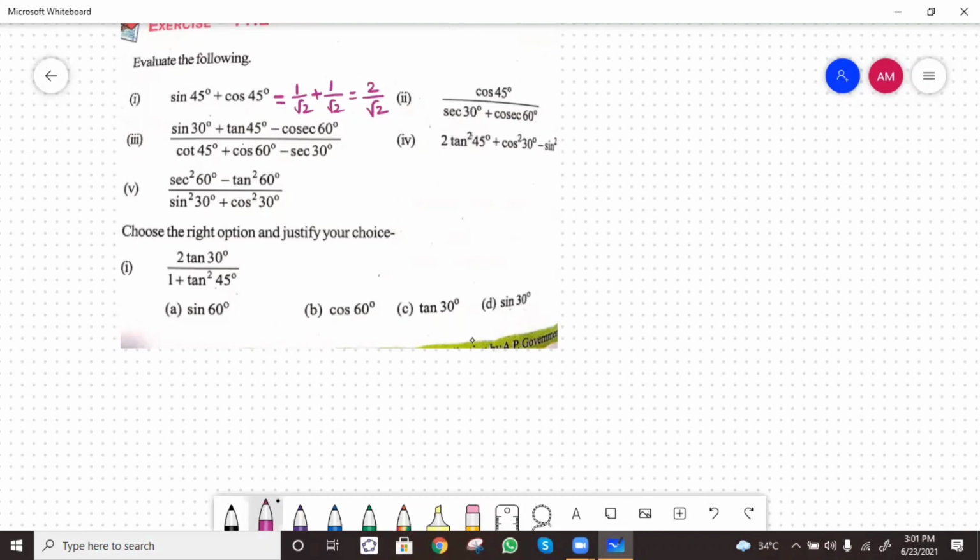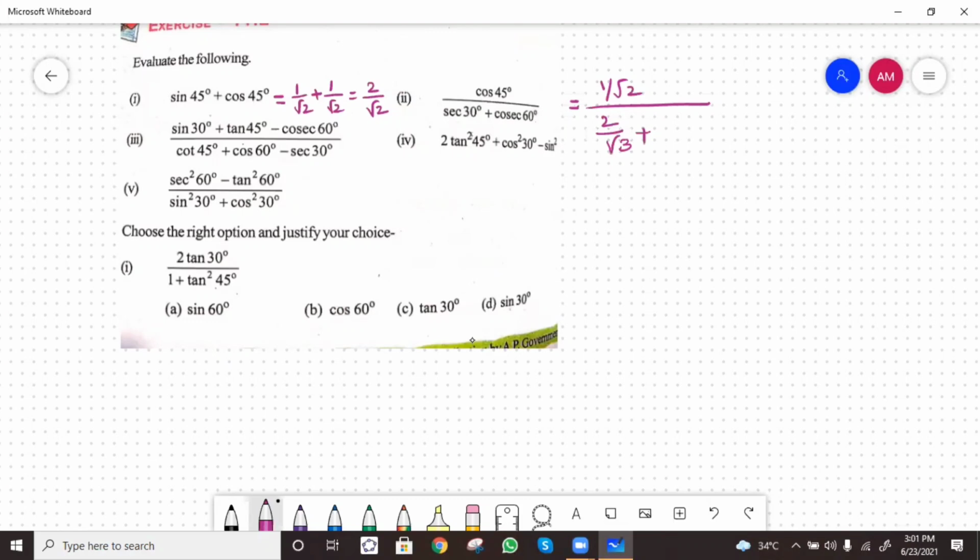So let us see the second one. What is cos 45? 1 by root 2. You have to give a response. What is secant 30? In order to find secant 30, first we have to find cos 30, since secant is the reciprocal of cos. 2 by root 3. Very good. Don't get confused. Cos 30 is root 3 by 2, so secant 30 is 2 by root 3.